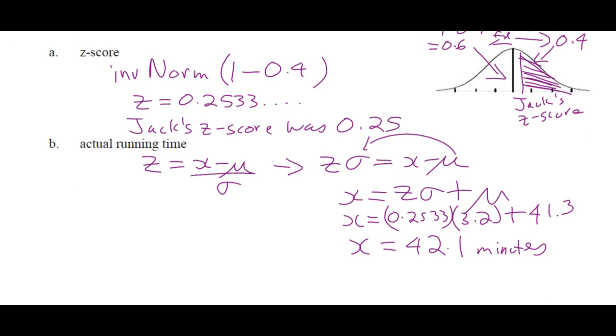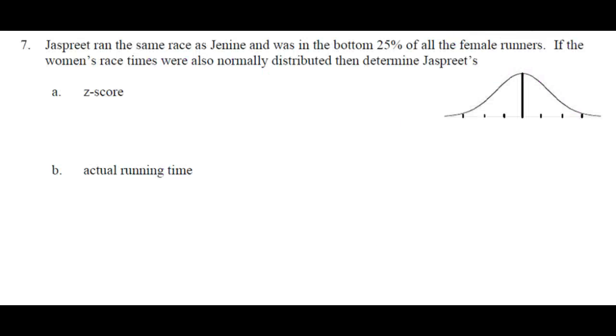Okay, and then we're going to do the same thing with one of the women running. So Jaspreet ran the same time as Janine and was in the bottom 25% of all the female runners. So she's in the bottom 25%, which puts her at 0.25. That's where she's sitting.